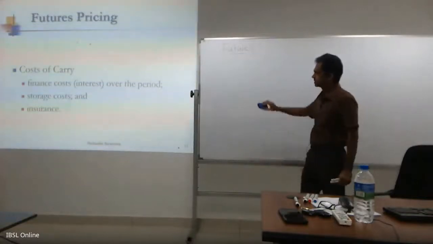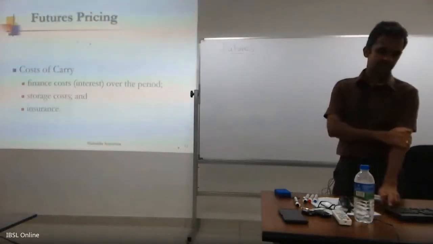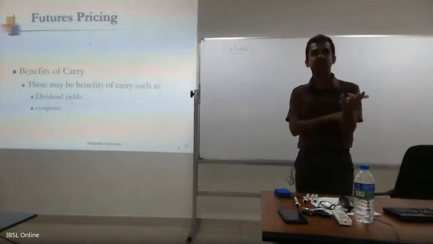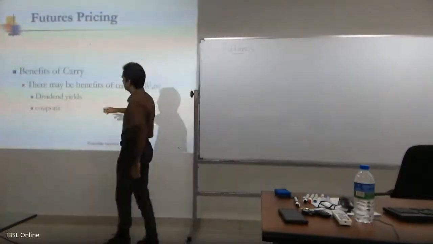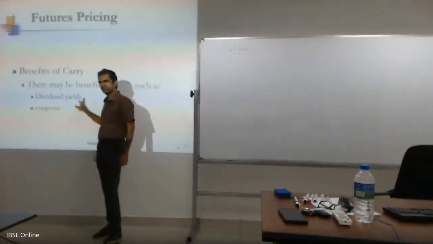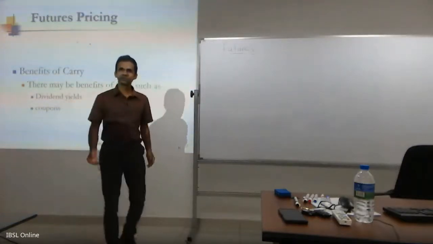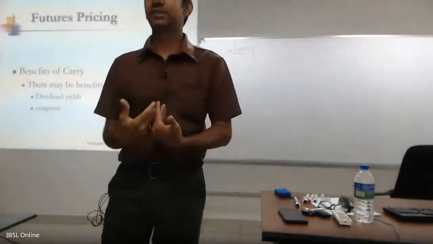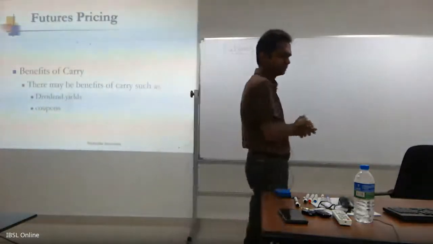Basically, in financial markets, all these costs will be considered. It's called cost of carry, and there will be benefits. In financial instruments, specifically dividends: in equity, you may receive dividends. It's a benefit. For bonds, you get coupons, that's the interest income. Not only interest expense but interest income. Those will be considered as benefits.